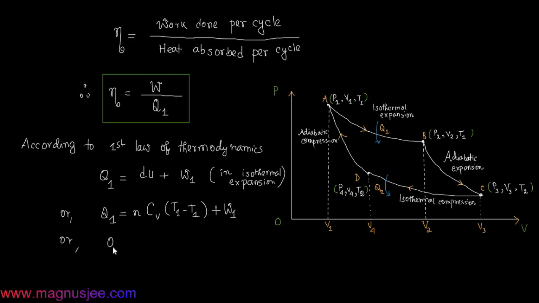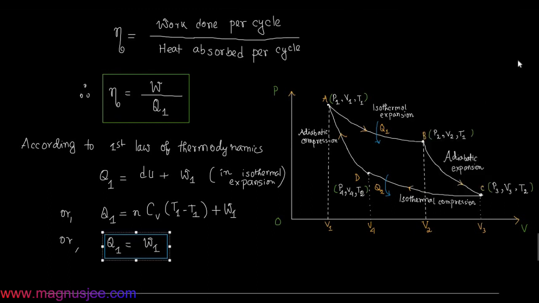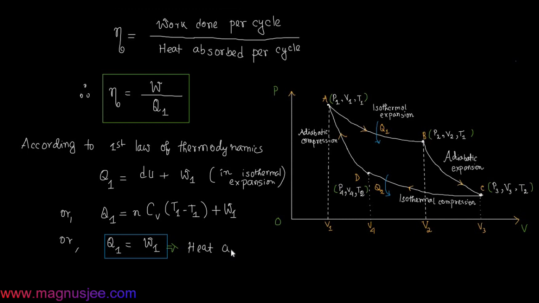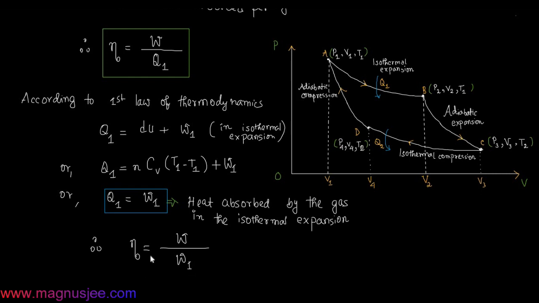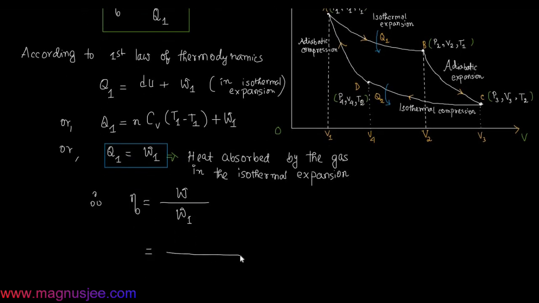In this case, change in internal energy will be 0 because temperature remains constant in this isothermal expansion. So we get Q1 equal to W1, that is, the heat absorbed by the ideal gas in the cylinder of the Carnot heat engine is equal to W1, the heat absorbed by the gas in the isothermal expansion from the point A to B in the PV curve. Therefore, efficiency eta is equal to W divided by W1, the total work done divided by the work done in isothermal expansion.